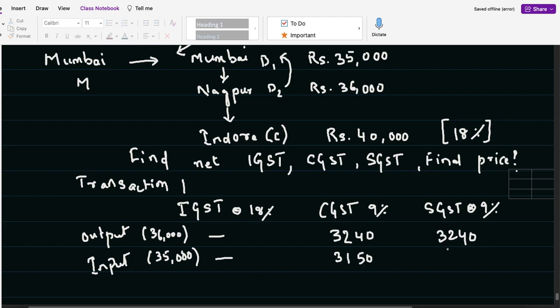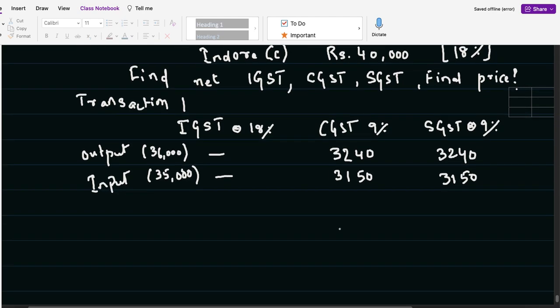3150 and 3150. So this is what he has paid. So how much now does he have to pay? Net payable amount: nothing in IGST, only 90 rupees in CGST and 90 rupees in SGST. Got it? So don't get confused in output and input GSTs.